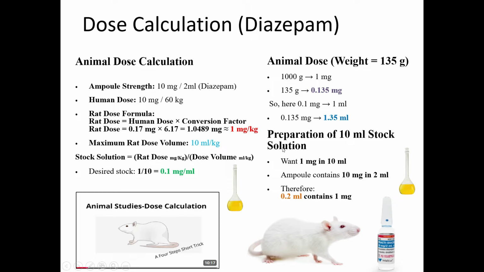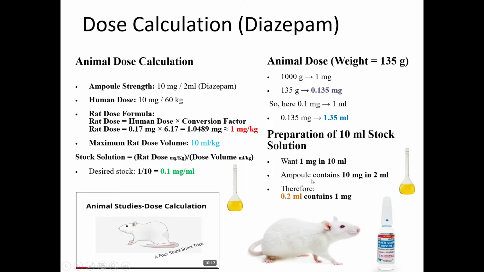Now how can we prepare the stock solution? This concentration we have decided here. Now we have to prepare the stock solution. So how will we calculate? We have to prepare this stock solution in 10 ml. In 1 ml there is 0.1 mg, so for 10 ml how much will it be? 1 mg in 10 ml.